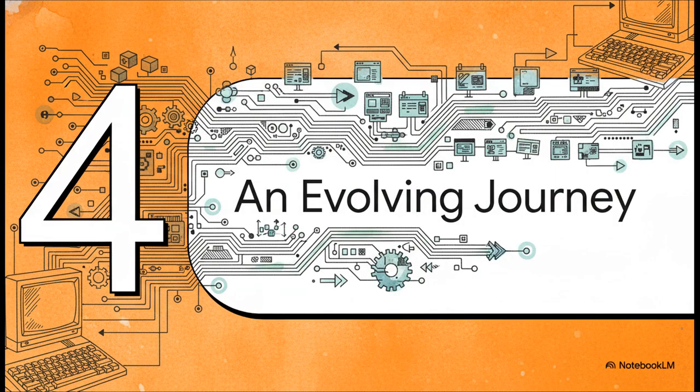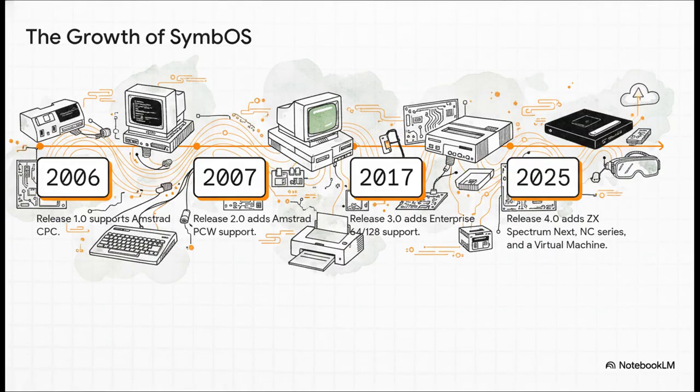Now, this incredible project didn't just appear out of nowhere overnight. Not at all. It has been a long, constantly evolving journey of development, and that journey continues to this day. It all started way back in 2006 with the first release for the Amstrad CPC. From there, SymbOS has just steadily expanded its reach. Over the years, it's been ported to more and more machines. The Amstrad PCW, the Enterprise 128, and most recently, the ZX Spectrum Next, just growing its family of supported retro computers all the time.